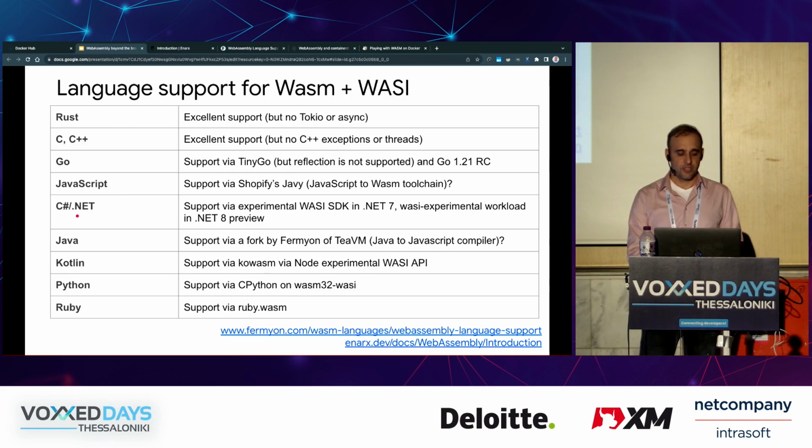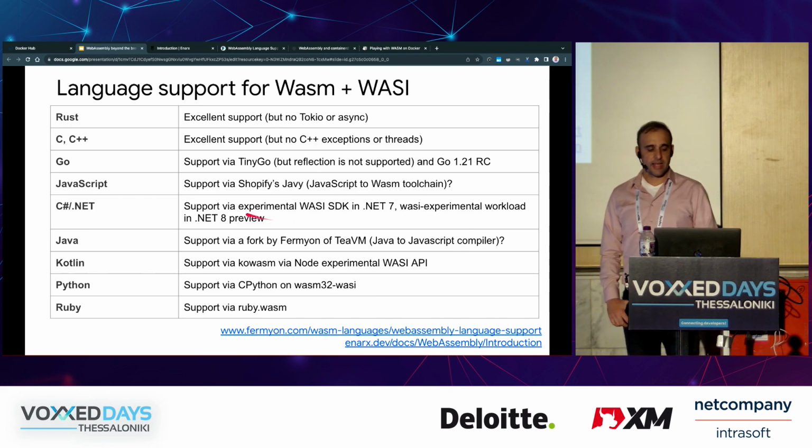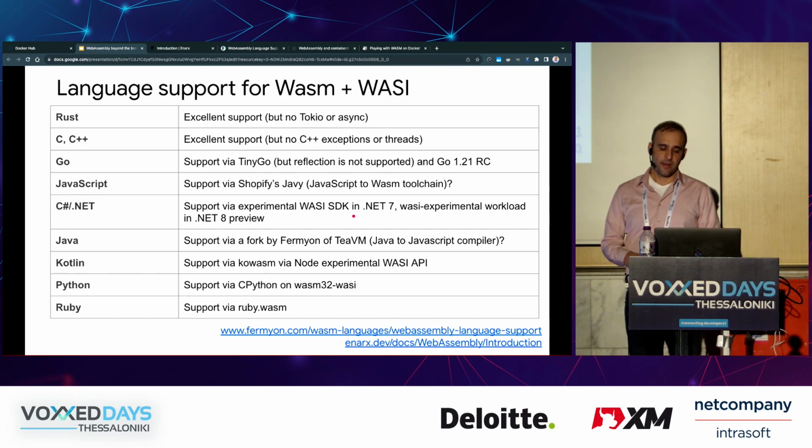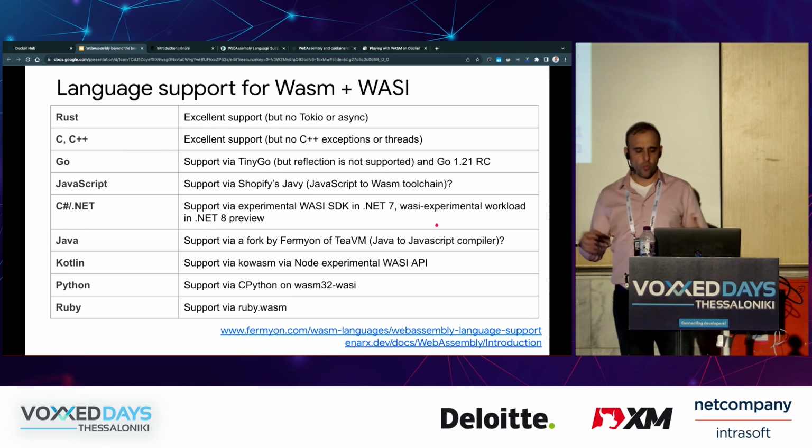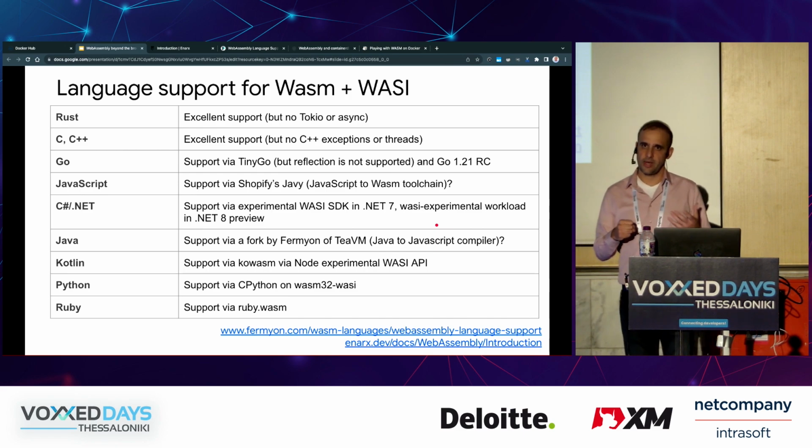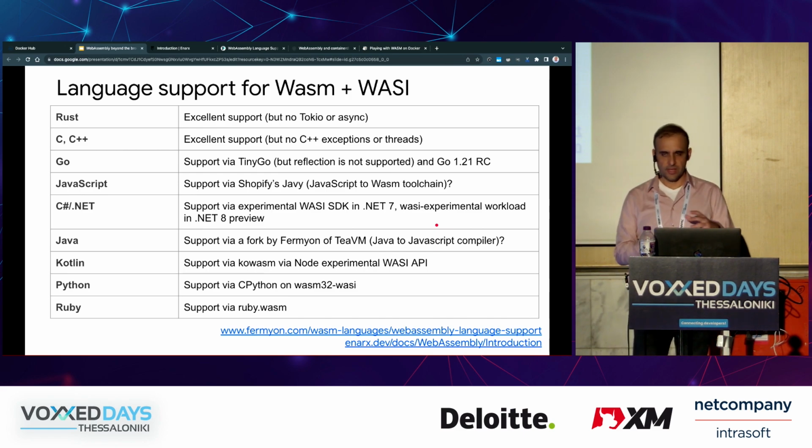If you look at C# and .NET, actually, Microsoft tries to do a good job of supporting WebAssembly. So there was some experimental support for .NET 7 in the WASI SDK, but they totally changed it in .NET 8, which was just released last week. And now they call it the WASI experimental workload. So it's a totally different way of compiling your .NET application to WebAssembly, right? So they keep changing from version to version.